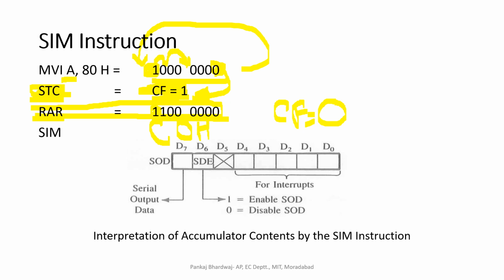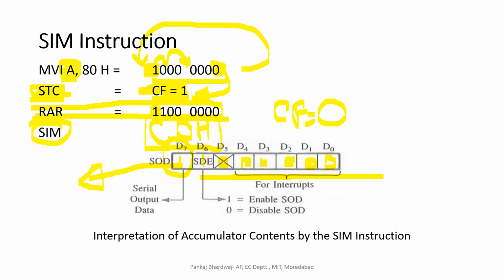So when we talk about this SIM instruction, it has a particular format. It takes the data from the accumulator A at the time the SIM instruction is getting executed, which will have the data C0H. Now C0 means this bit is 1 and this bit is 1 and all others are 0. That means we have not masked any particular bit, right? We do not bother about these bits, because we basically want to transmit this particular bit through the serial port, right?